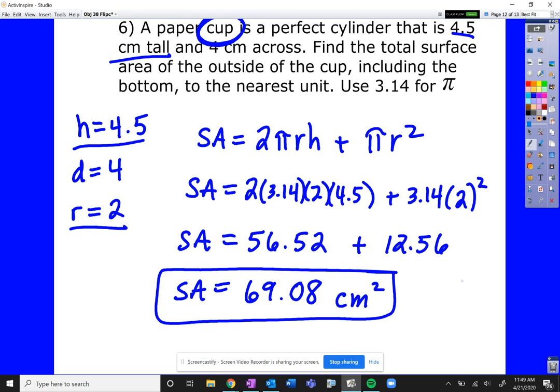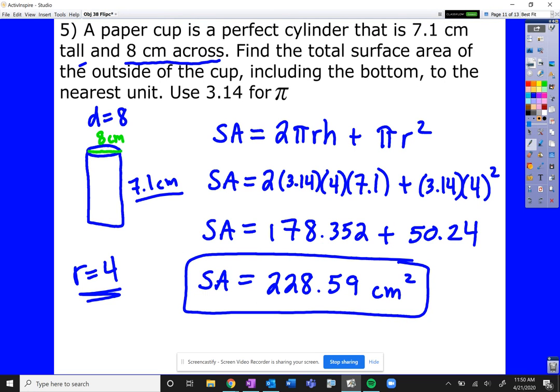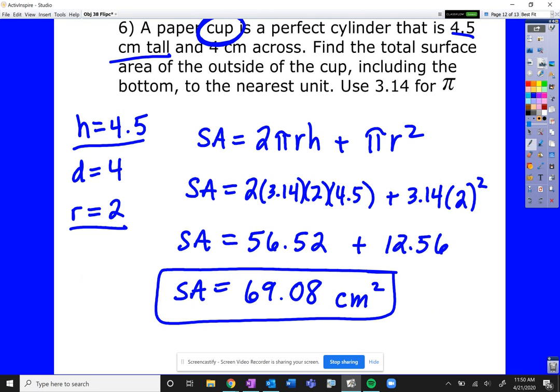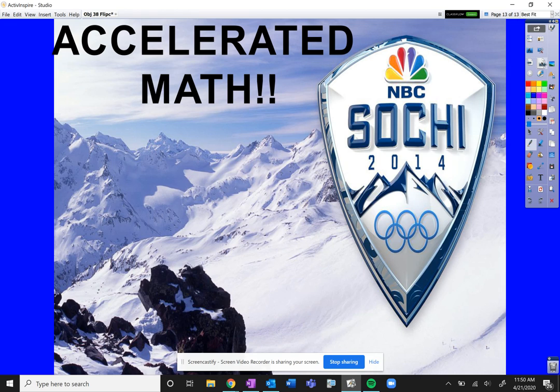Okay, so we need to make sure we have our two formulas. Formula for surface area of the cylinder, and if we cut out the top because we got to drink out of the cup, we slightly change our formula and drop that second 2. All right, so surface area of cylinders and cups.